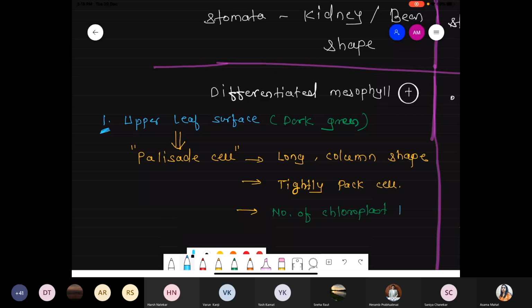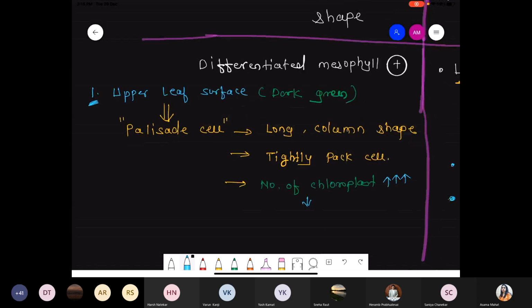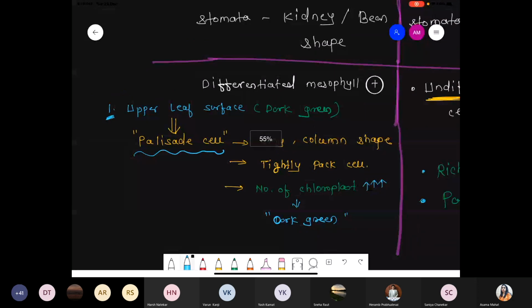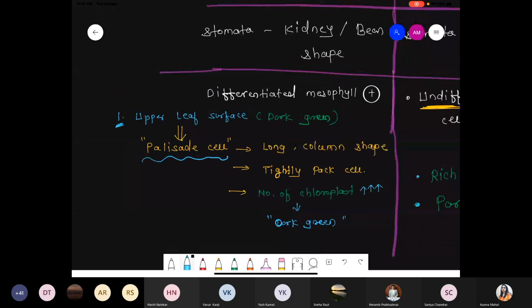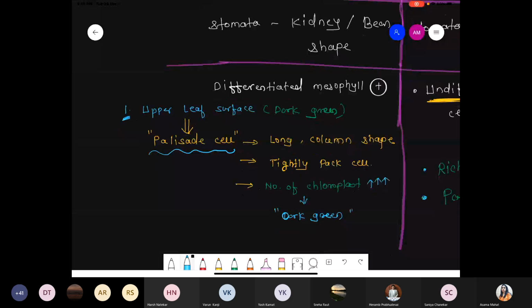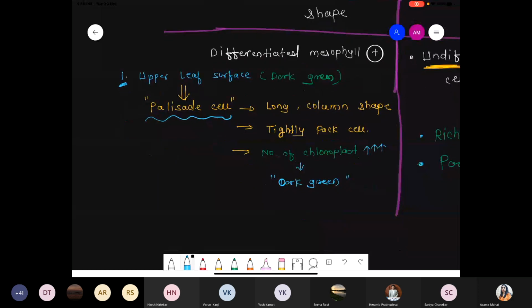That's why, as compared to the lower side, the upper side is darker. It is dark green in color. So which color do they obtain? Dark green, because palisade cells are present toward the upper side. They are long and column shaped, they are tightly packed, and the number of chloroplasts is high. So obviously, if the number of chloroplasts is more, the color is darker green. So number one, associated with the upper side, is the palisade.